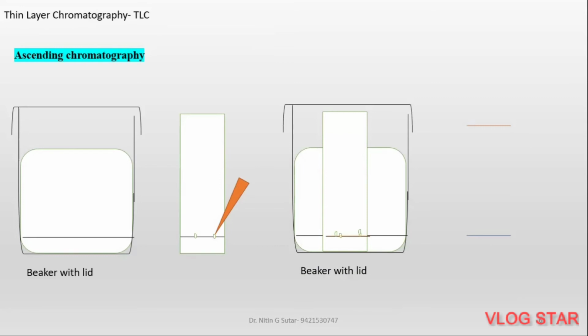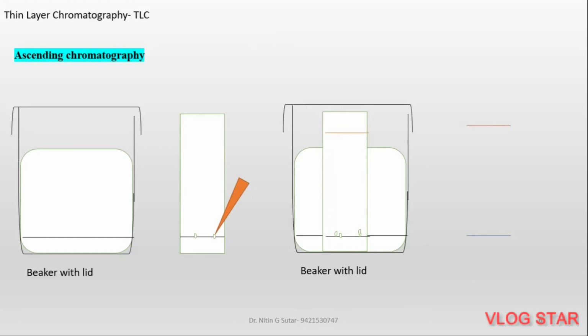Once you place your slide in this beaker and close the lid, the solvent tries to run in the upward direction. Just check the brown line which is moving in the upward direction. Have you checked? Yes. This is your mobile phase which is to be run on the stationary phase. The slide is nothing but your stationary phase. On this slide, the mobile phase runs.